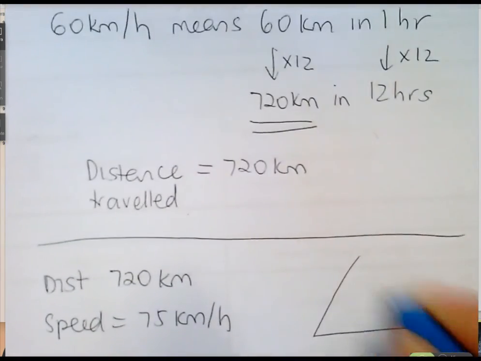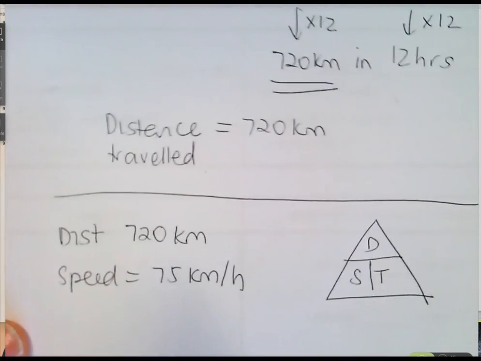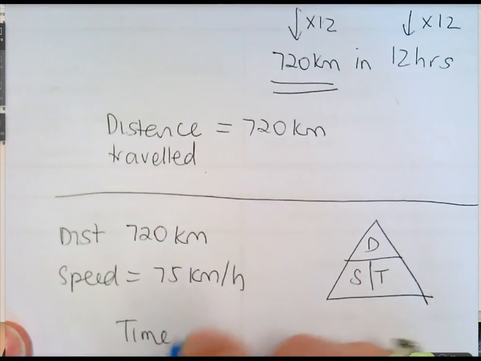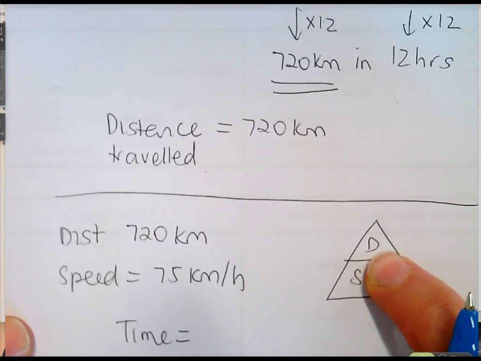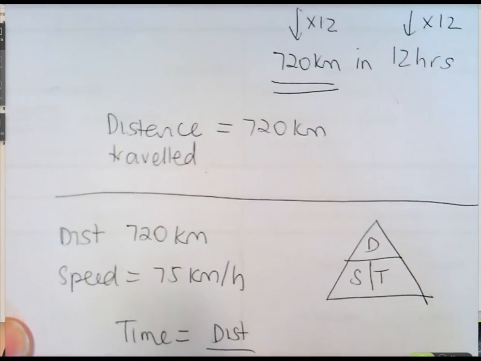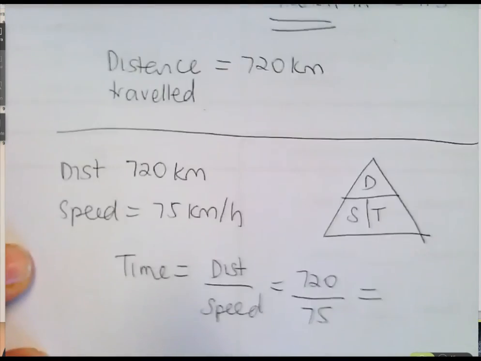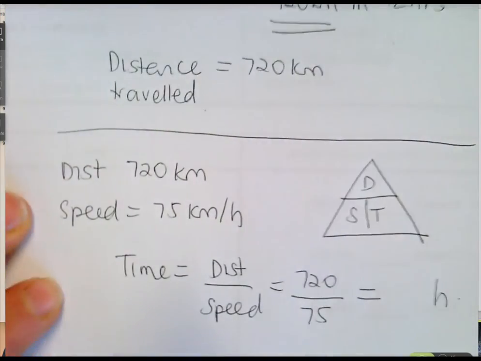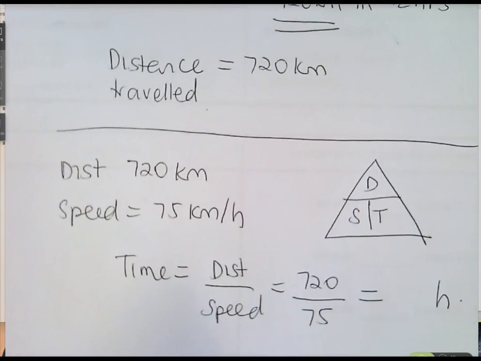You can use your distance, speed, time triangle. And if you want the time, do you remember how to do that? Time is, cover it. How do we do time? Distance over speed, which is 720 over 75. And you just work that out on your calculator and you'll get that many hours. 720 divided by 75. 9.6 hours. Okay?